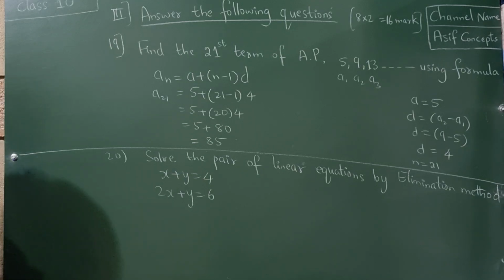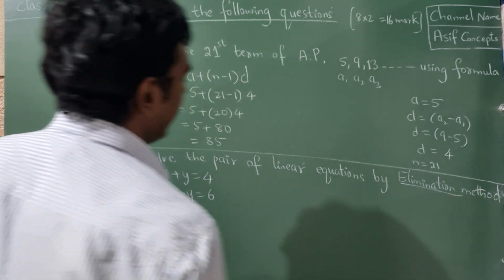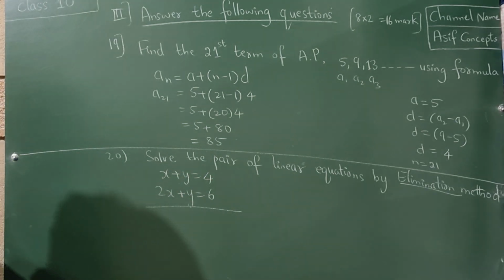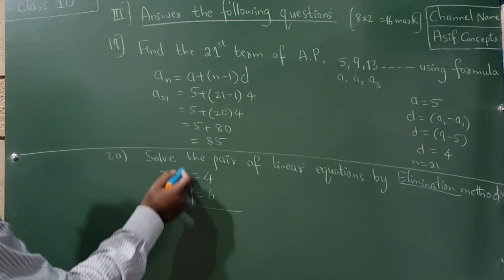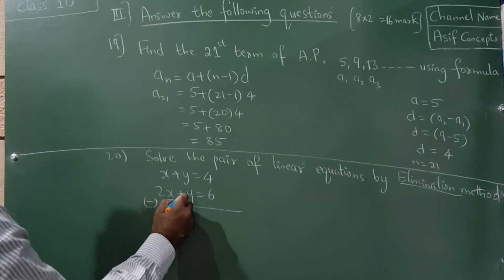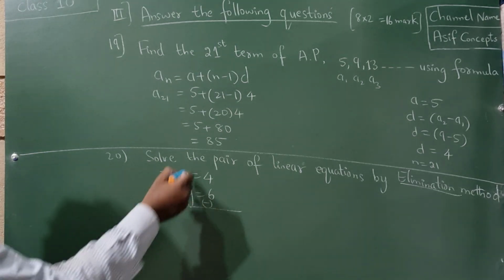Okay. Now 20th question. Solve the pair of linear equations by elimination method. So x plus y is equal to 4, 2x plus y is equal to 6. Since the y variables are the same, I am going to write minus here, here also minus and here also minus. So this is plus and this is minus.